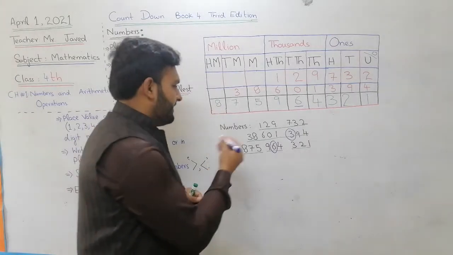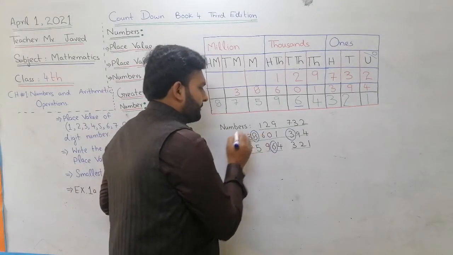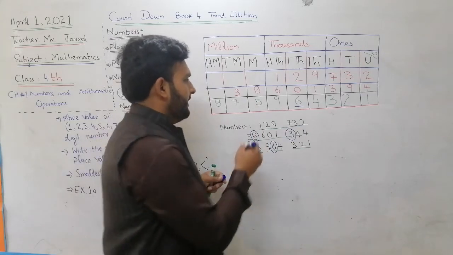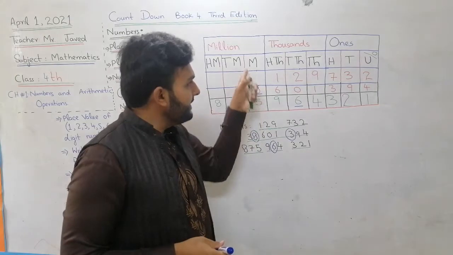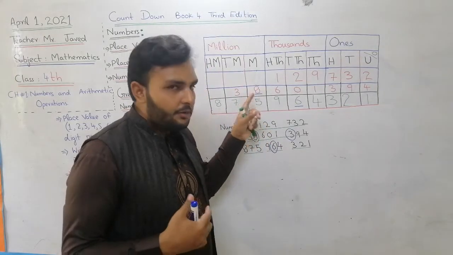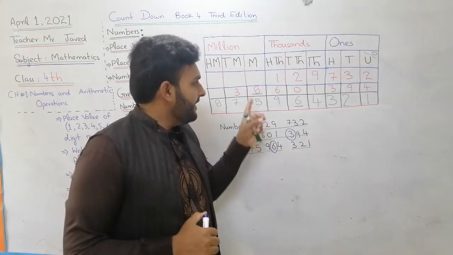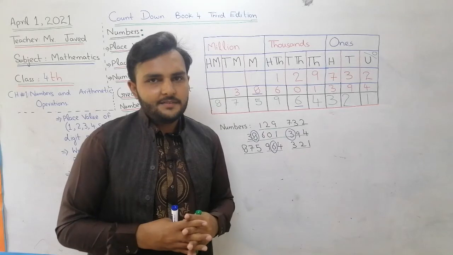Like, take any other number. If I take this 8, we will find 8 is here and the place of 8 is million. Here the place value of 8 is million. So how will we describe it to others? 8 millions. 8 is here in the 8 millions place.